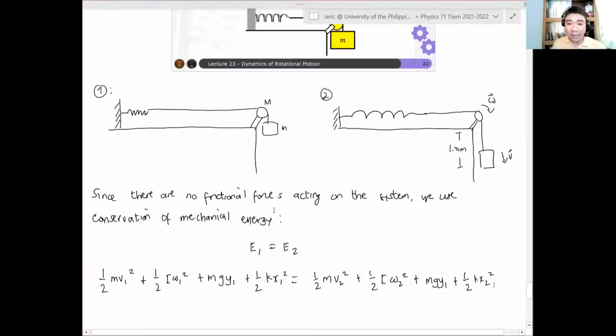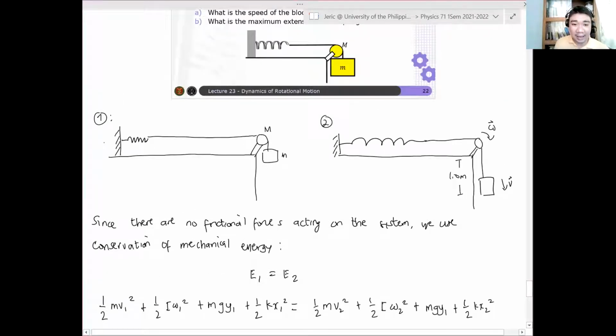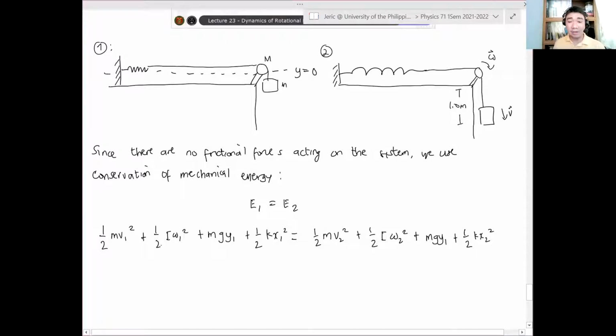And for state 1, it's easier if we set the given height to be y equals 0. So we will set the initial height of the system to be y equals 0. And then, therefore, the final height should be negative because the box is lowered to a certain height, which is y equals 1/3. What can we say about the initial kinetic energy of the box? Is the box moving initially? Obviously, it's not moving initially, therefore, this term here should be 0.